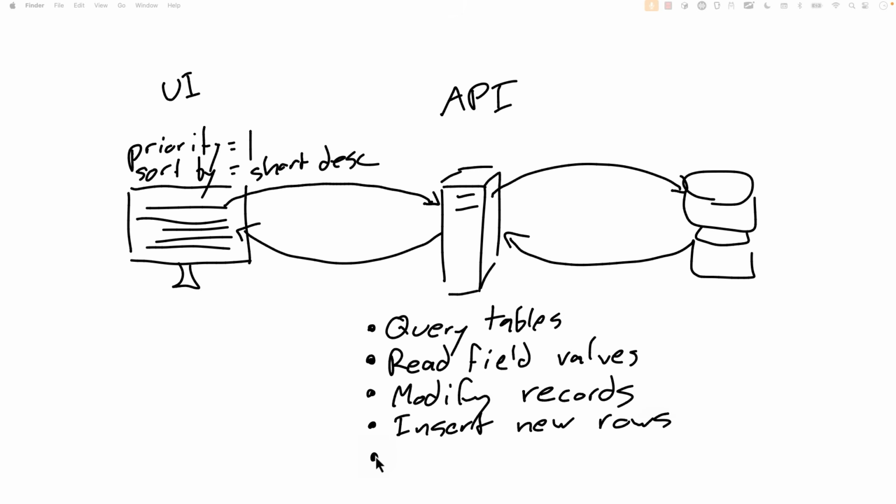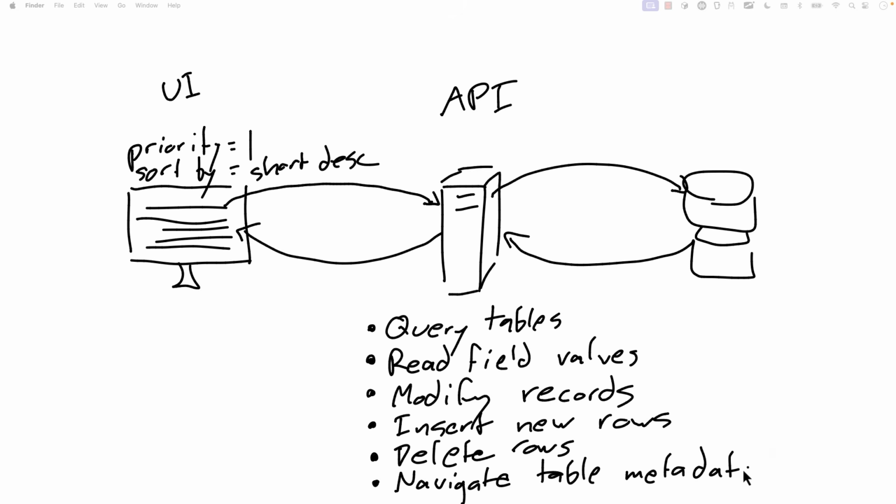And finally, it also allows us to delete rows. And last but not least, it allows us to navigate table metadata. So if we want to see things like what columns a table contains, that's something we can do with these GlideRecords. And going back to what we talked about with reference fields a few skills ago, it also allows us to navigate references.